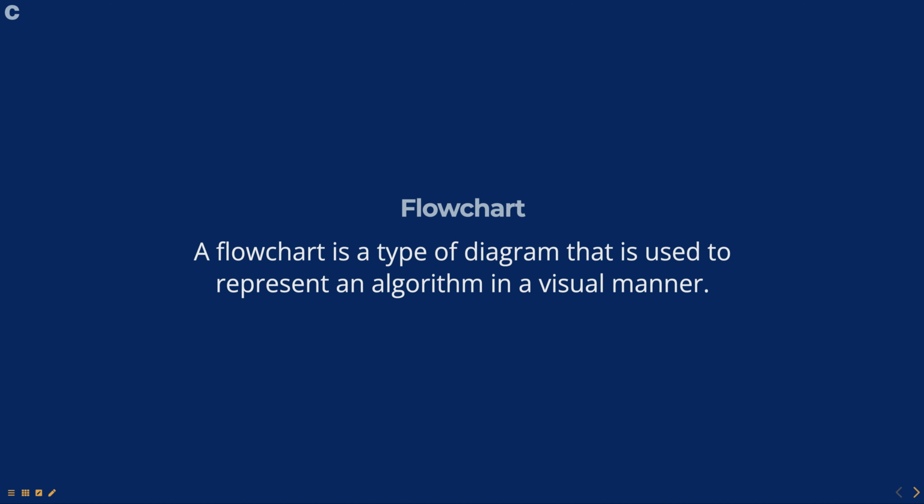A flowchart is a type of diagram that is used to represent an algorithm in a visual manner. It is a common way to represent algorithms because it makes the process easy to understand and follow.